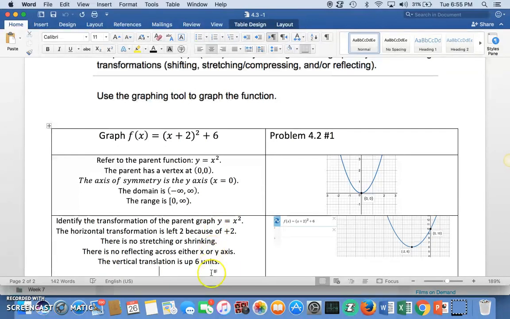Remember, this is the order to do the transformations in. And if you graph that, you notice the point that I originally had at 0, 0 is now at negative 2, 6. Of course, some of the things have changed from it, but it is the same basic parabola that has just simply moved there.